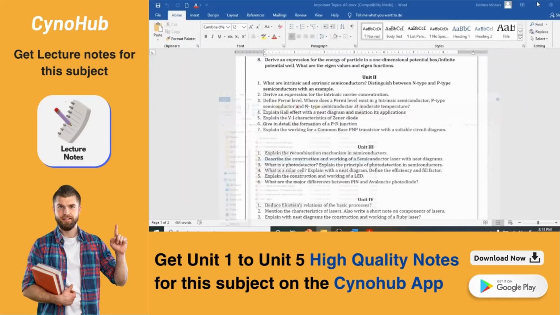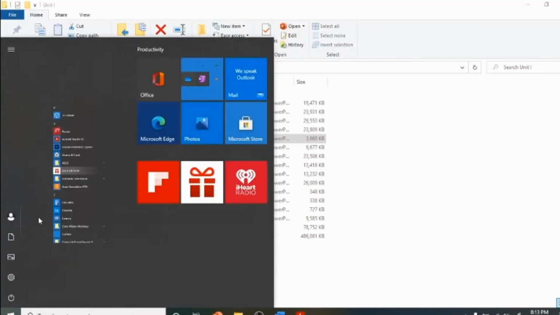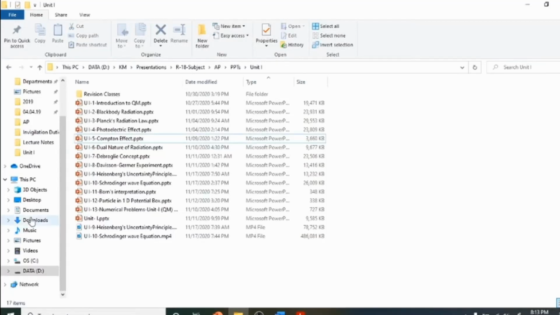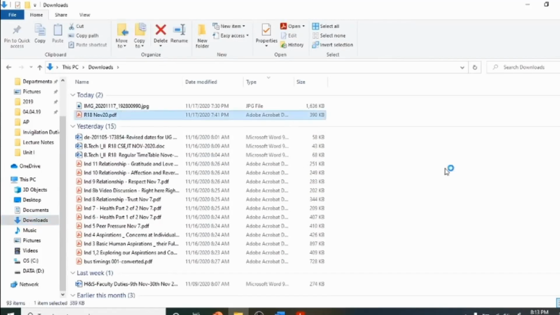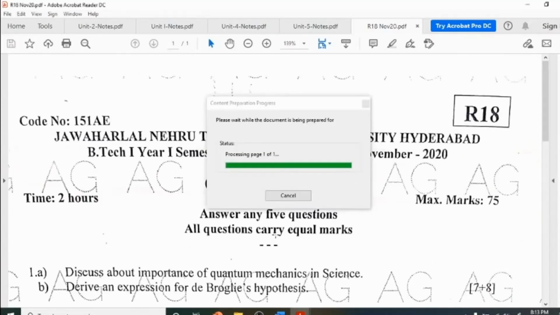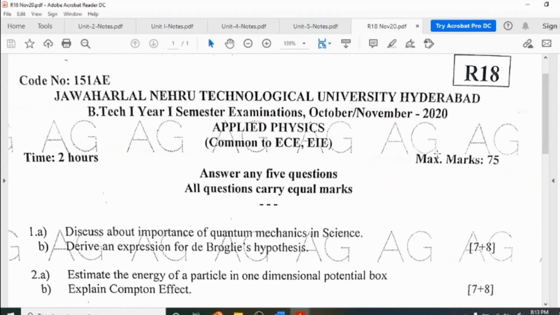Just before I start anything, I would show you one paper, actually the last exam paper which I have here with me. Just give me a minute so that I can show you that exam paper. That was held most recently, a supplementary paper for R18 under R18 regulation. I think this is the one. Yes, I'm opening it now. This is the JNTUH first year first semester examination, supplementary for first semester applied physics, held possibly on 8th or 9th of November.